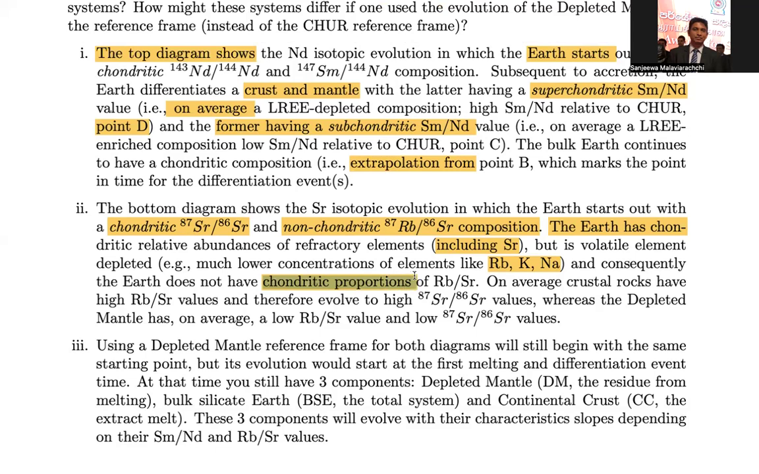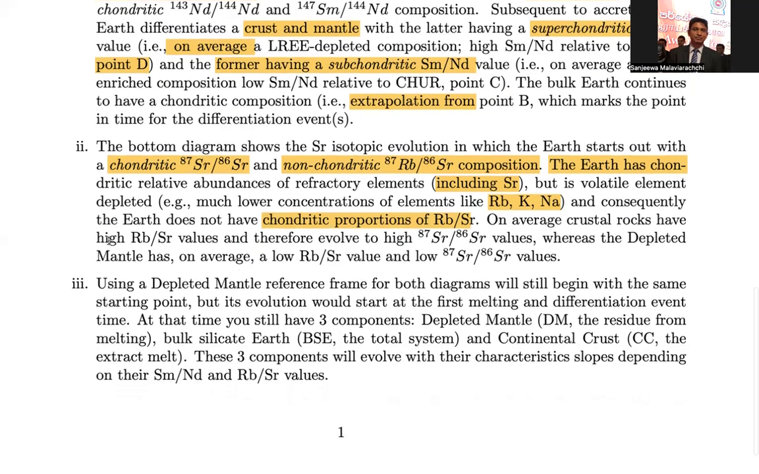That means Earth is not having chondritic proportions, because if rubidium has changed, being a volatile element, then you can't expect the chondritic rubidium strontium value. Okay, right. So on average, crustal rocks have high rubidium strontium values, and therefore evolve to high strontium isotope values. That is obvious, right?